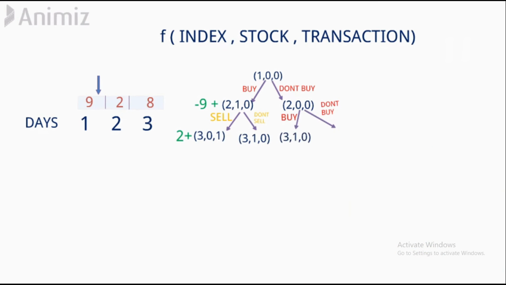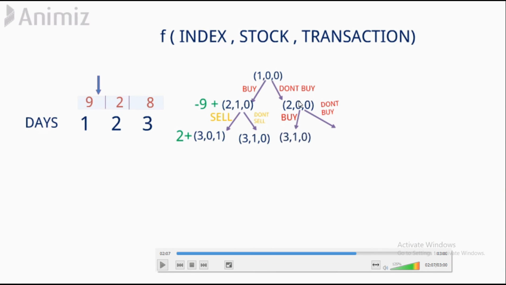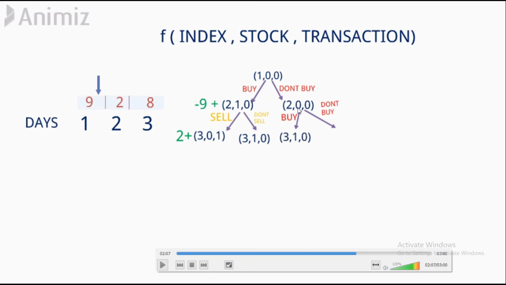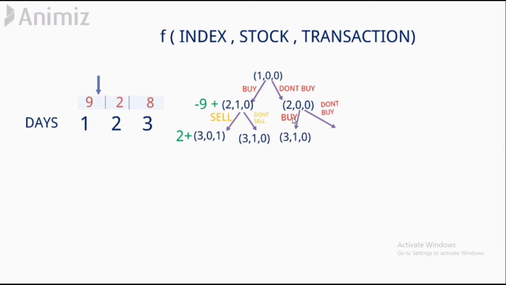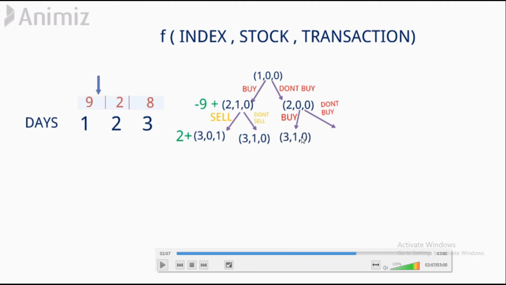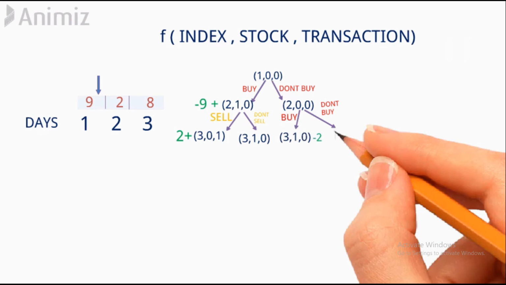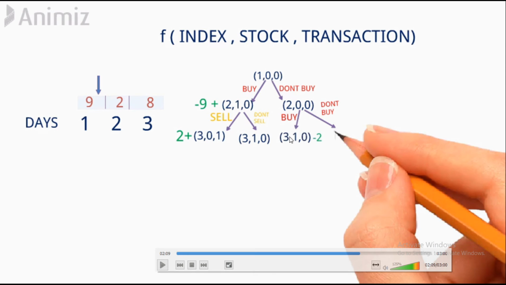Fine. Now, look at this branch. This branch, 200. What happens here? I am standing at day 2. I am not having any stock with me, and no transaction yet. So the option available to me, since I have no stock, is buy or don't buy today. Fine. So if I buy, I have made a decision on day number 2. If I buy today, what happens? Whatever happens, I would surely go to the next day.